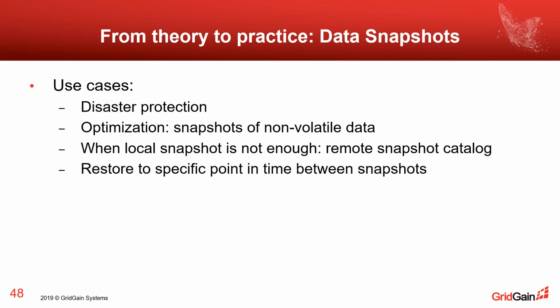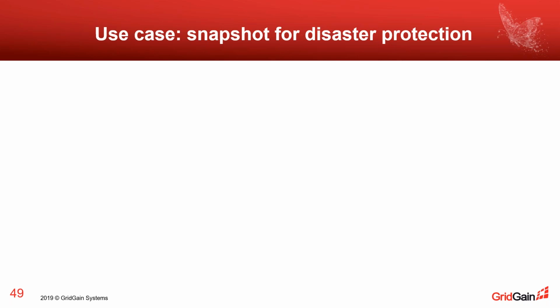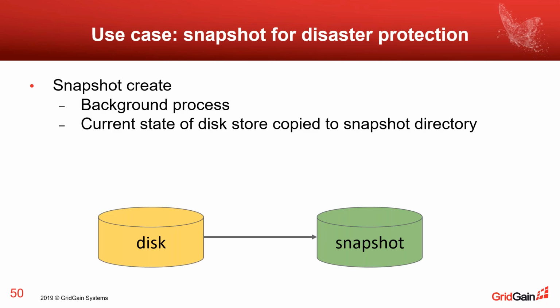Okay, next point is that sometimes performing local snapshots is not enough, and you may need a remote snapshot catalog. We also have an option for such a case. Let's start with disaster protection. In order to back up the current state of your system to a separate snapshot folder, all you need to do in GridGain is perform the snapshot create command, which will execute a background process. That process will scan your disk storage and copy all of your pages to a separate snapshot directory.